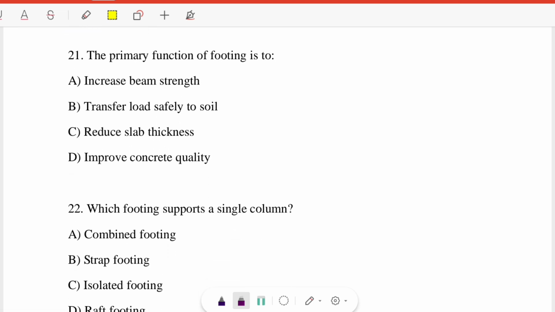Next question, the primary function of footing is to option A increase beam strength, option B transfer load safely to the soil, option C reduce slab thickness, option D improve concrete quality. The correct answer is option B transfer loads safely to the soil.